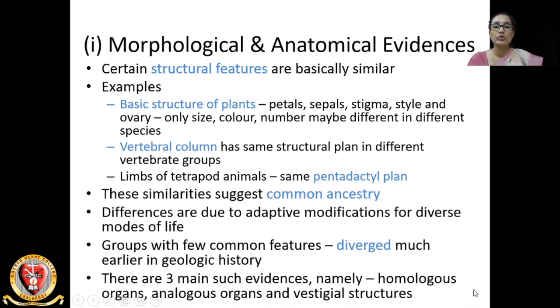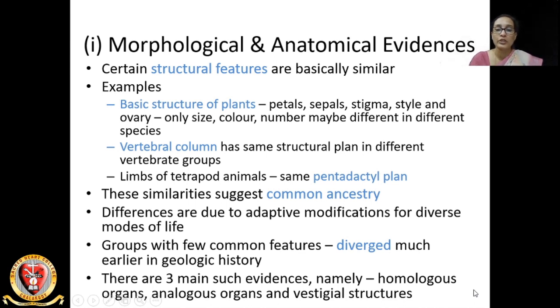The first evidence is based on morphological and anatomical features. There are certain structural features that are basically similar in groups of organisms. For example, if you look at angiosperms, or plants which bear flowers, they have petals, sepals, stigma, style and ovary. Only the size, the color, or the number may be different in different species, but the basic structure is the same. A similar example is the vertebral column of vertebrate groups, which have the same structural plan. The limbs of tetrapod animals also have the same pentadactyl plan. Such structural features suggest that these groups of organisms share a common ancestry.